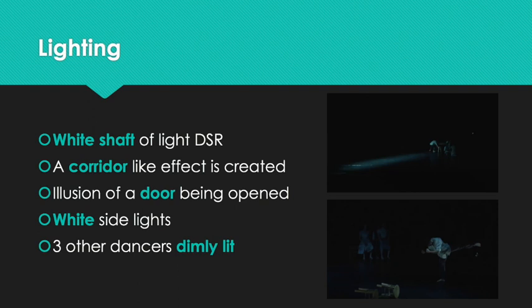In the sun's solo, there is a white shaft of light that shines from downstage right to upstage left, which creates a corridor effect, or as if a door has just been opened. This section also uses white side lighting that are of low intensity, and the mother, father and daughter are visible but dimly lit upstage left, sitting on the bench. Why do you think that the lighting has been significantly changed in this section? What could the shafts of light suggest?